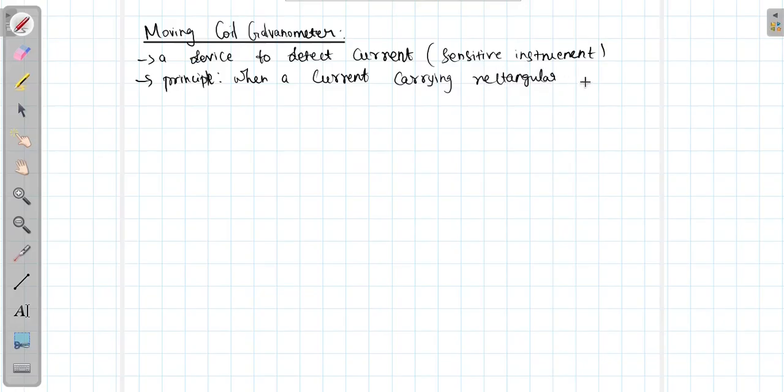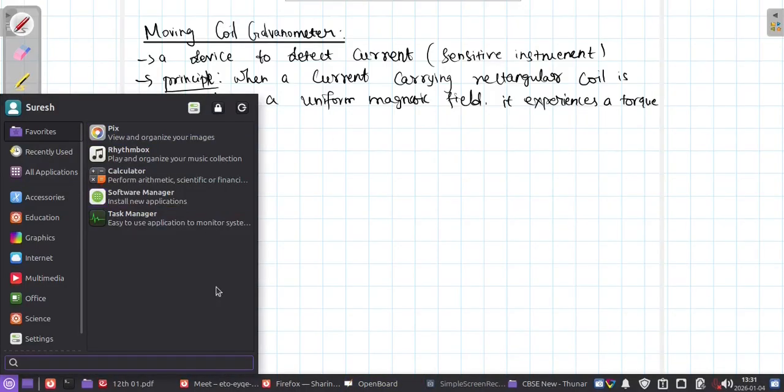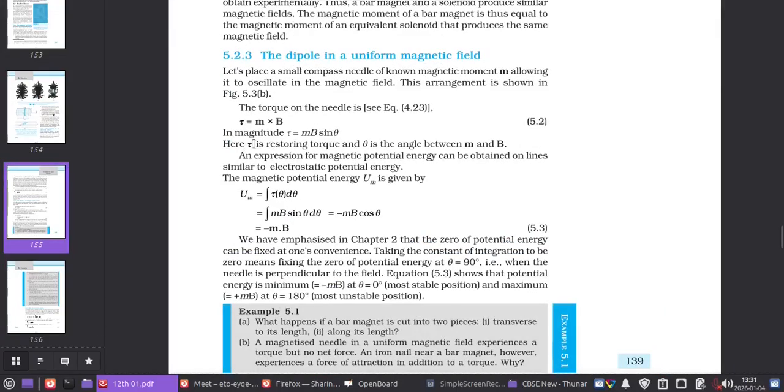Okay, when a current carrying rectangular coil is placed in a uniform magnetic field, it experiences a torque. So this is the principle of the galvanometer. Now we'll go for the construction. What are the things present in the galvanometer?